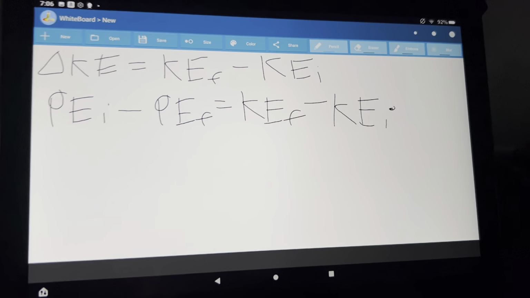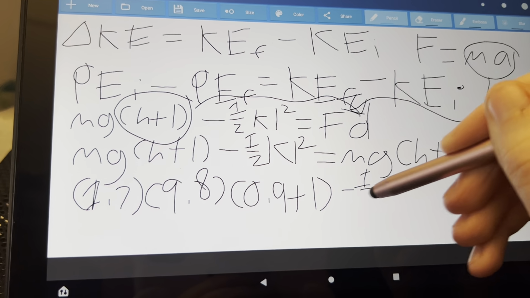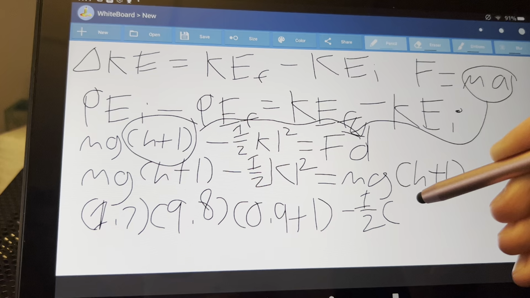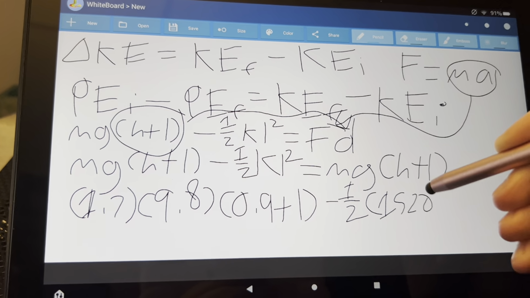Then from there we can plug our numbers in, which would give us 1.7 times 9.8 times (0.9 plus L) minus 1/2 and 1,528.